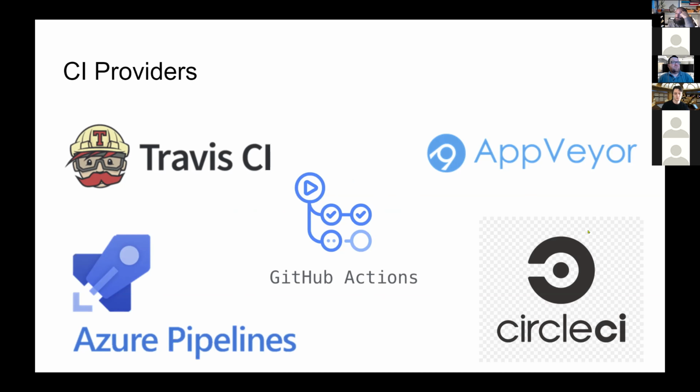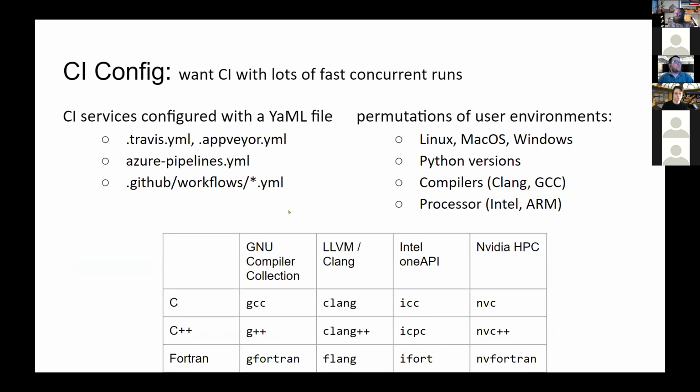Circle CI I haven't really used as much, but it's also used in our community, and it's very powerful as well. I just don't have the experience with it. So I put GitHub Actions. This is just personal, not because they're the greatest of anything, but because I happen to use them the most of all. So now I'm going to hop back to this slide.